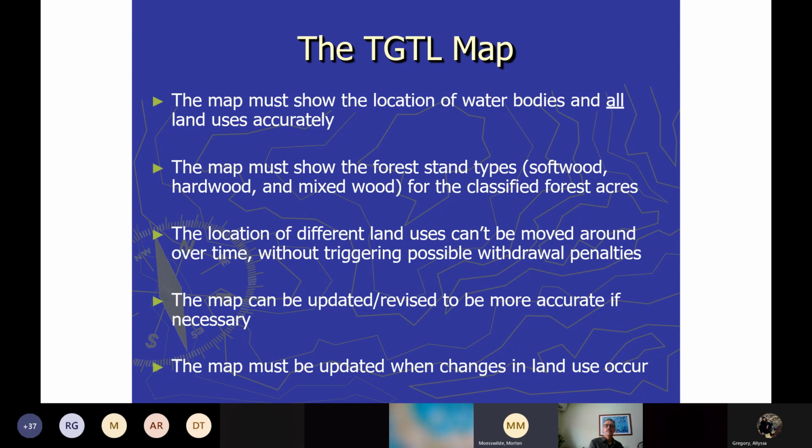And the map itself must be updated when you do have changes in land use or changes in the enrollment. So we'll talk about that a little bit further, but really that's just a key part of a forest management plan. The map is an image of the property, and as such, it really is worth 1,000 words. So having a good map as part of your forest management plan is a key feature.